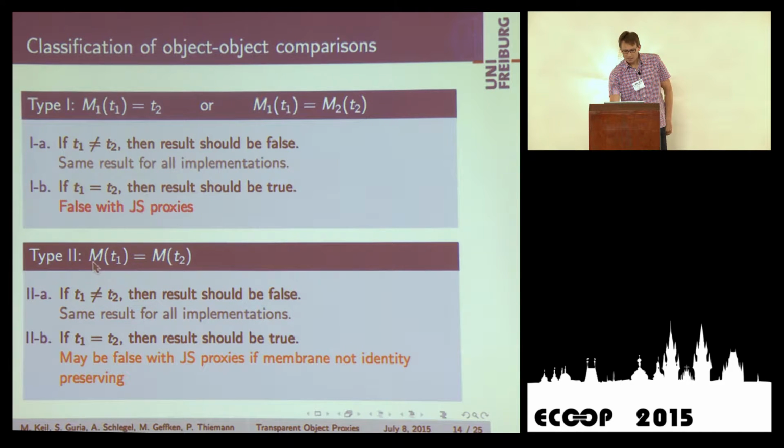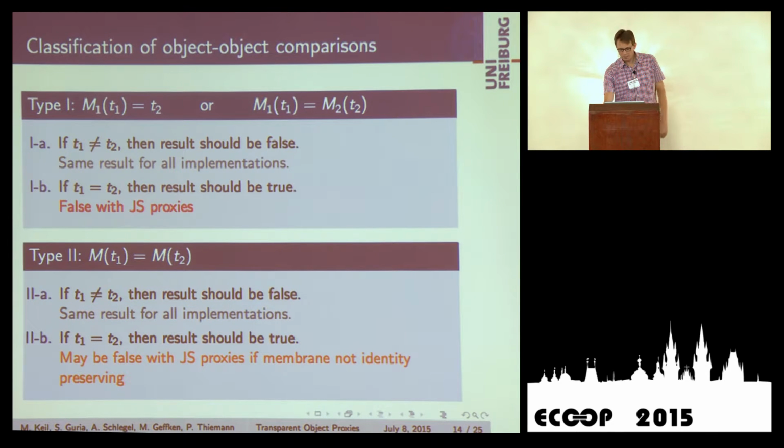The second case, type 2, is where you have the same membrane applied to objects T1 and T2. Again, there are 2 subcases. First of all, if T1 and T2 are different, then the result should be false. That turns out to work for all implementations. And again, the interesting case is T1 equals T2, in which case the result should be true. If membranes are identity preserving, that's going to be the case. If you were not careful in implementing them or ignored it, then it's going to be false with JavaScript proxies.